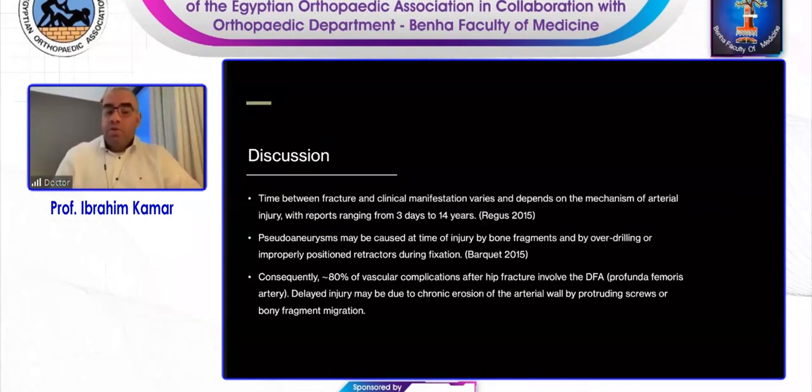There is a report ranging from 3 days up to 14 years. So pseudoaneurysm may be caused, as we mentioned before, by injury from a bone fragment, by over drilling, or by malposition of retractors during fixation if you go for ORIF. About 80% of vascular complications after hip fracture involve the deep femoral artery, or what we know as the profunda femoris artery. Delayed injury may be due to chronic erosion of the arterial wall by protruding screws or bony fragment migration.